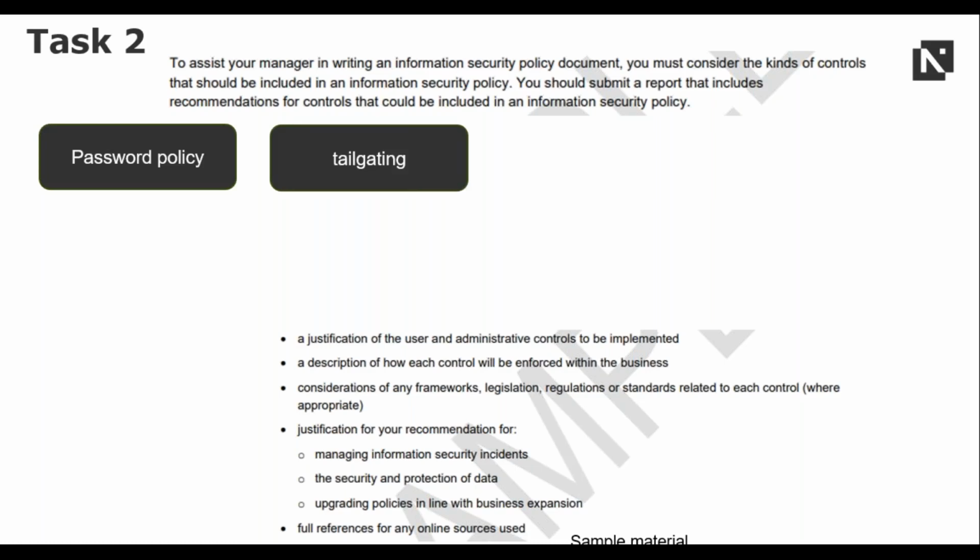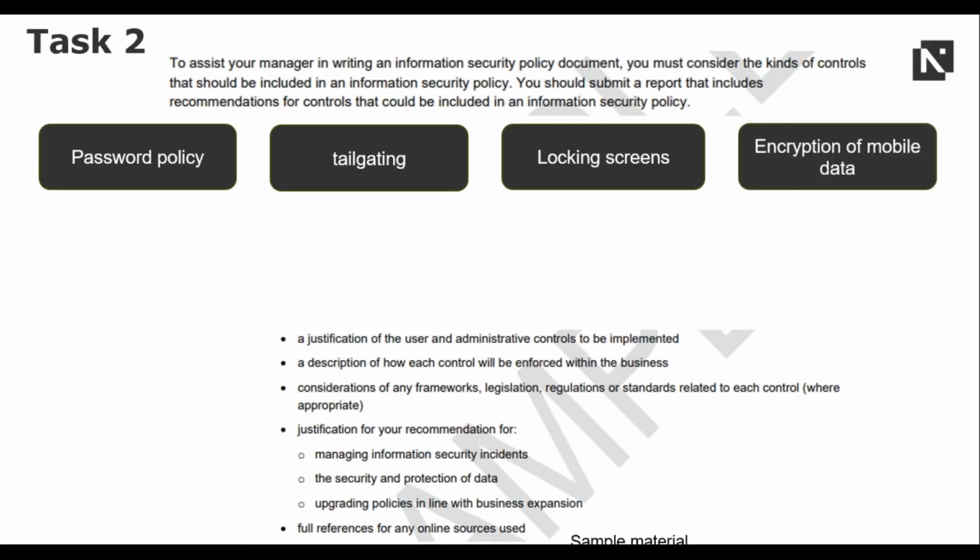Tailgating, preventing an intruder gaining unauthorised access to the site. Locking screens, preventing unauthorised access of staff members' accounts while away from the computer. Encryption of mobile data, ensuring confidentiality so data cannot be accessed in the event of theft or loss. And mandatory training of staff, which reduces errors or social engineering style attacks giving access to company systems.